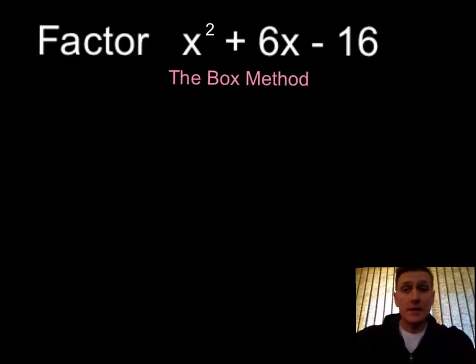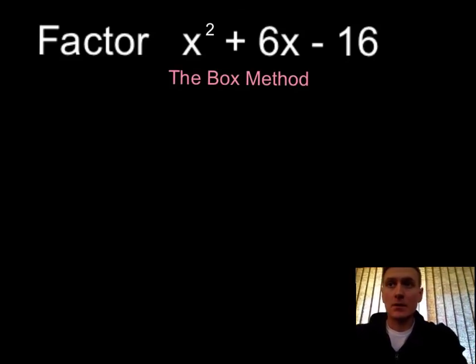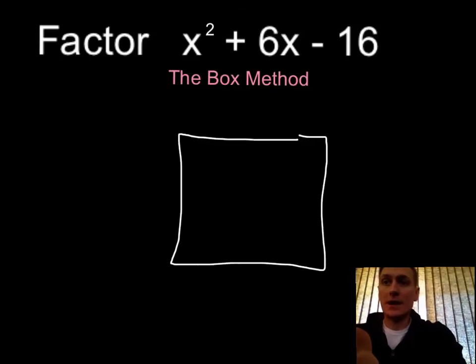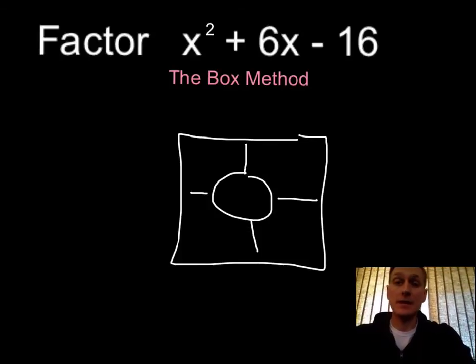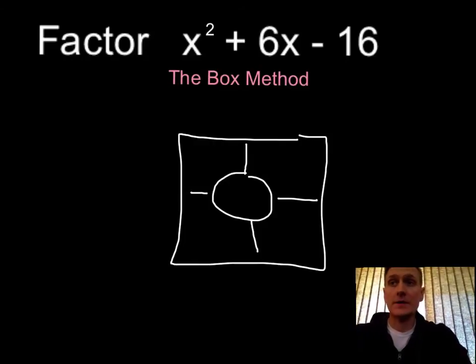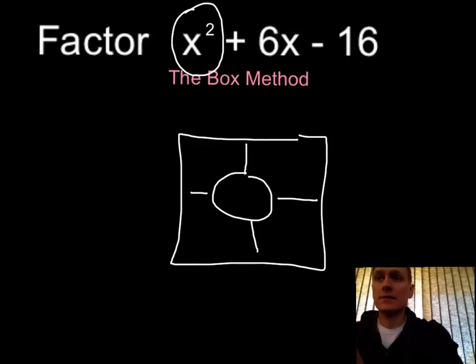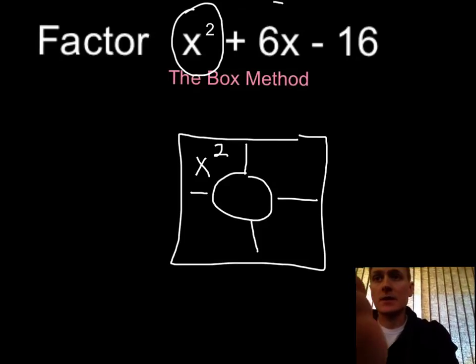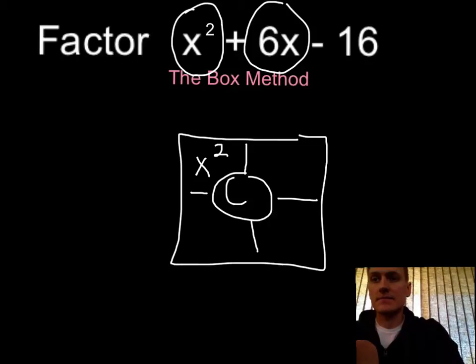Let's take a look at a second method in factoring quadratic trinomials. It's called the box method. And the way it works is to first set up a box. The box is set up with 4 different quadrants with an empty circle inside, like this. The next step is to fill in the parts of the box. In the first part, the upper left-hand corner, your leading term goes there, x squared. In the middle circle is our middle term of 6x.